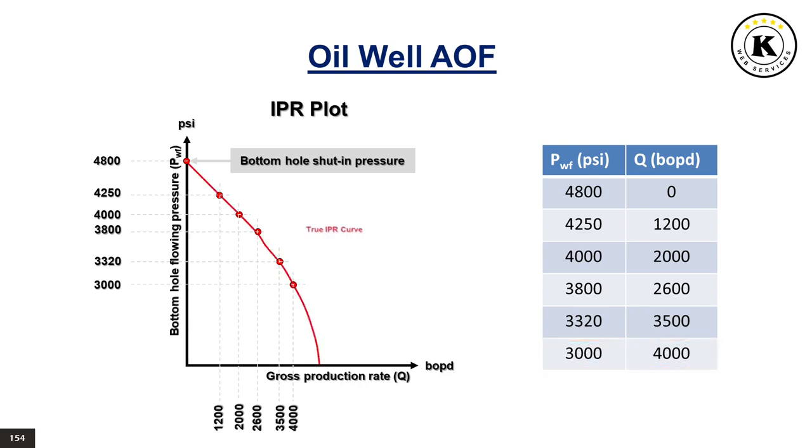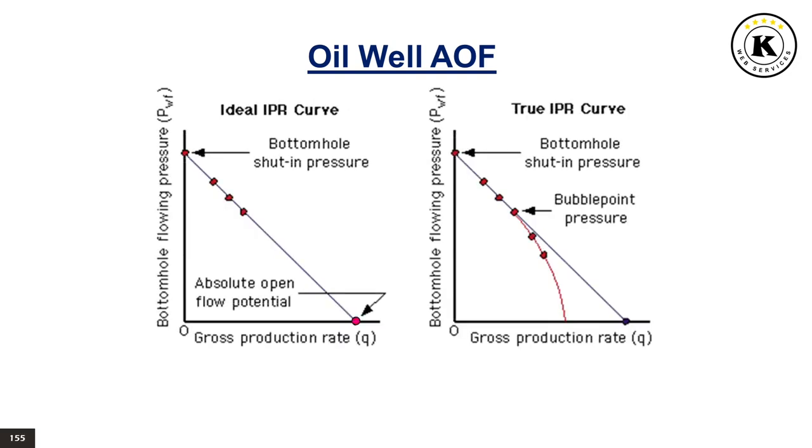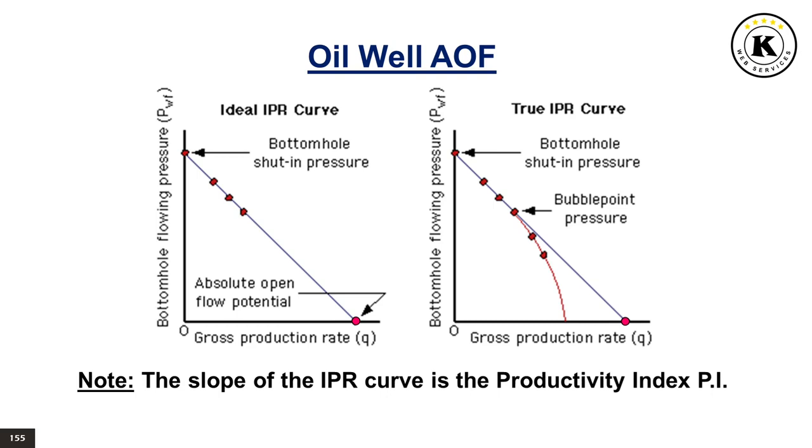This is the true IPR curve. The slope of the true IPR curve will give us the maximum flow potential, or absolute open flow, AOF. The slope line of the true IPR curve represents the ideal IPR curve. The slope value of the IPR curve is the productivity index PI.